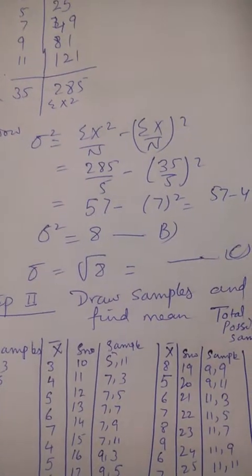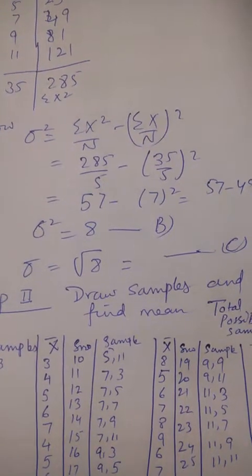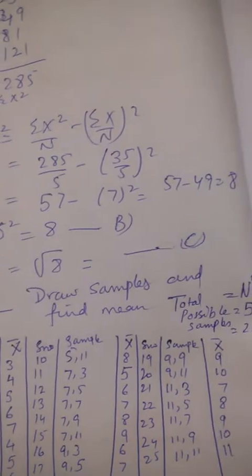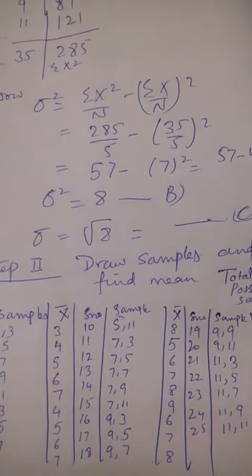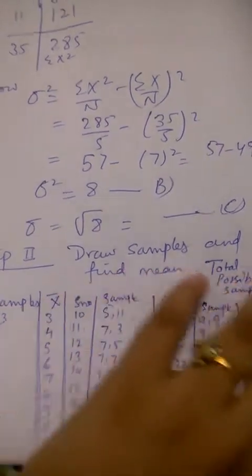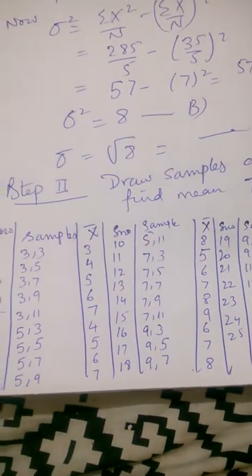Now I have substituted these values in the formula of the variance, that is 285 by 5 minus 35 over 5 whole square. Your answer turns out to be 8. Now you also have to find the standard deviation. Just take under root of 8. You will get your standard deviation.